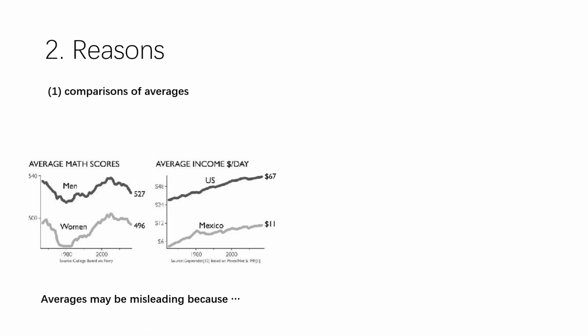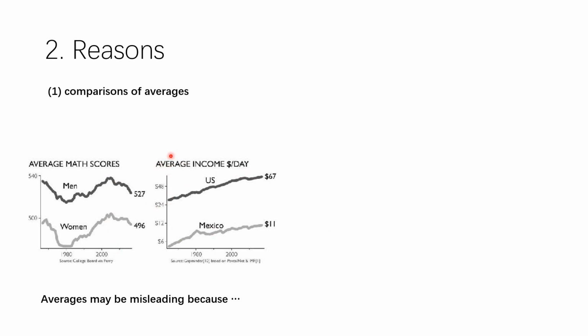So why does the Gap Instinct exist? The first reason is that we tend to make comparisons of averages. So look at this picture. The picture shows the average math scores of men and women. It seems that men always have higher math scores than women, and there's a huge gap between them.